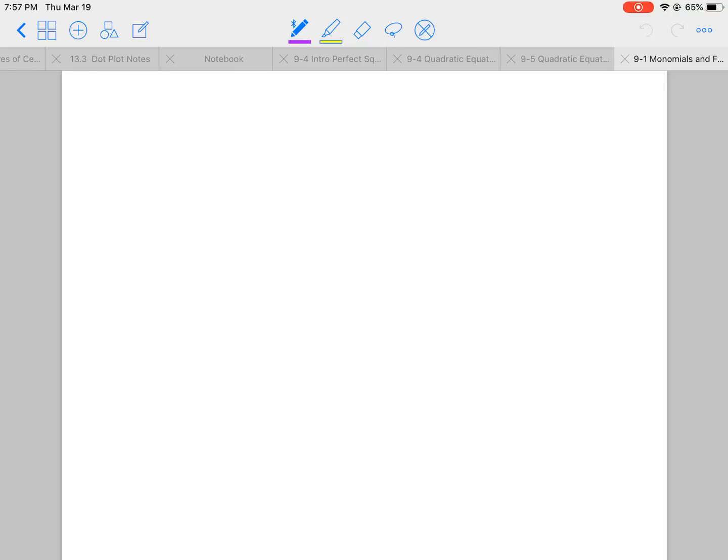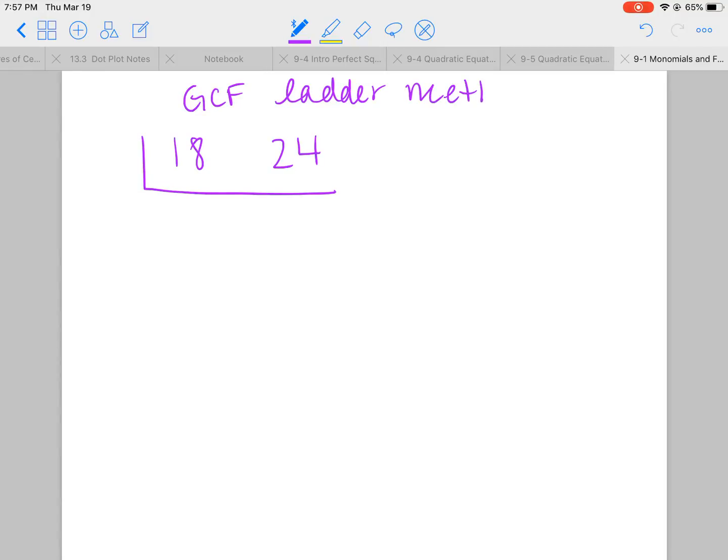So if I have 18 and 24, I pick the smallest number. So this is the GCF ladder method. You may also see it called the shelf method. So the ladder method, you find the smallest number that goes into both 18 and 24, which is 2, the smallest number besides 1, because 1 doesn't help us out.